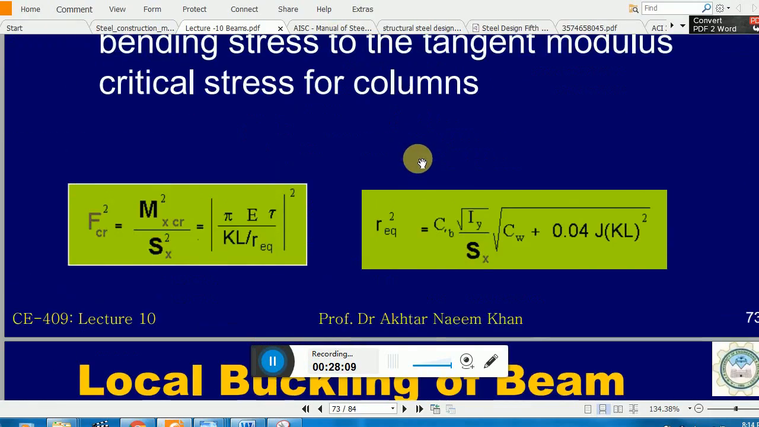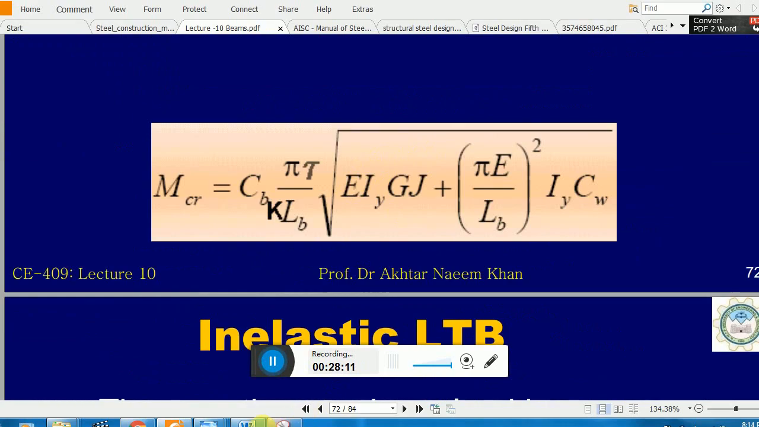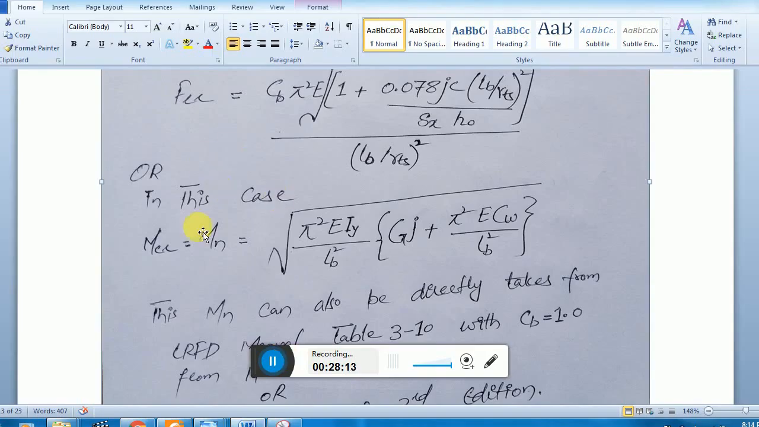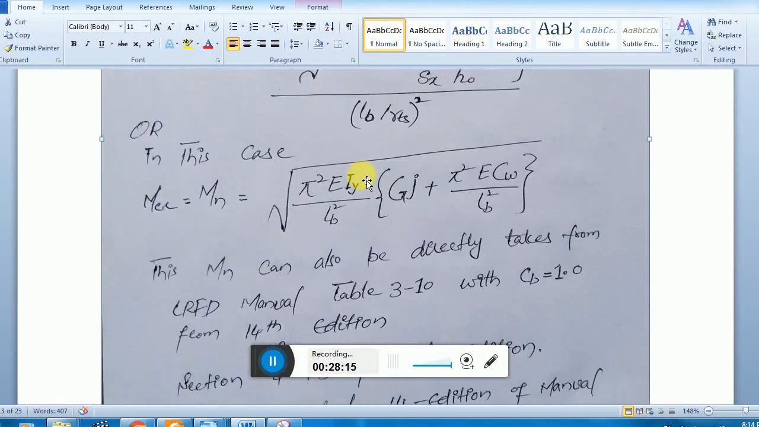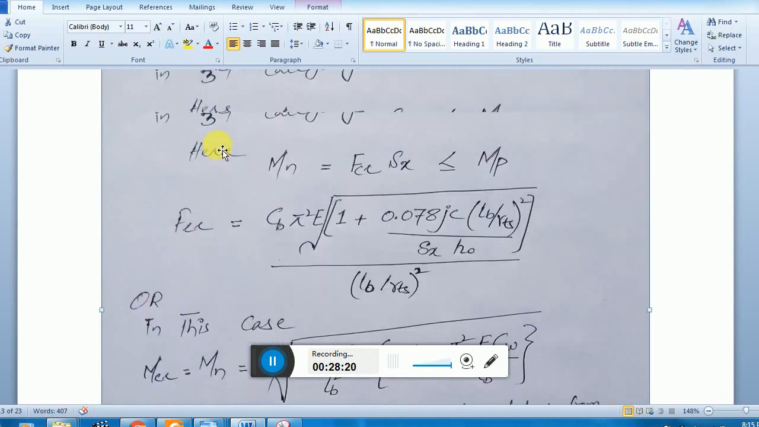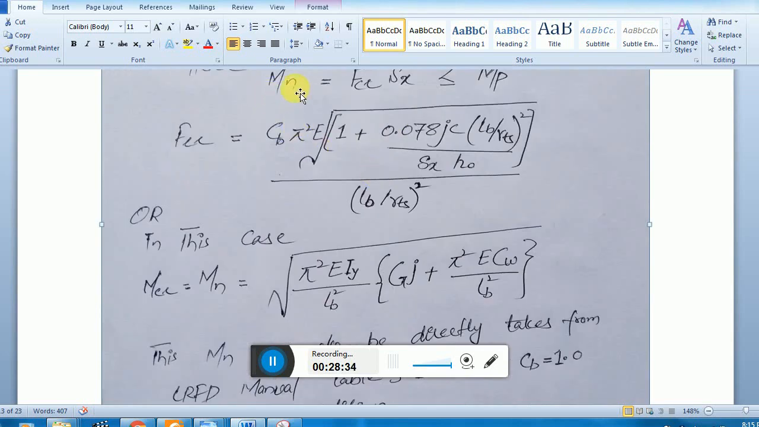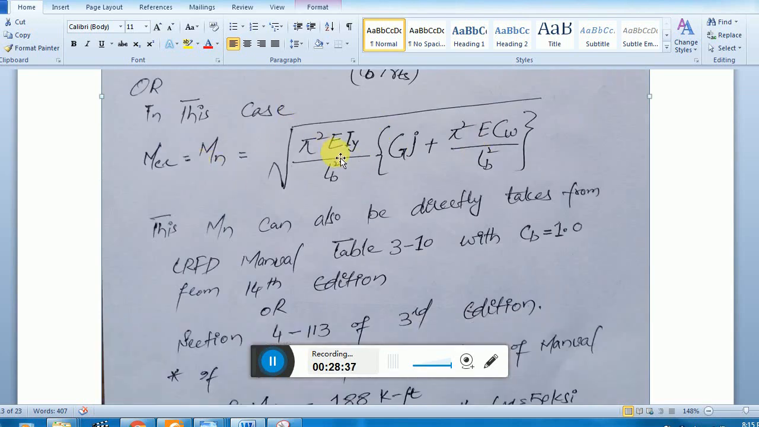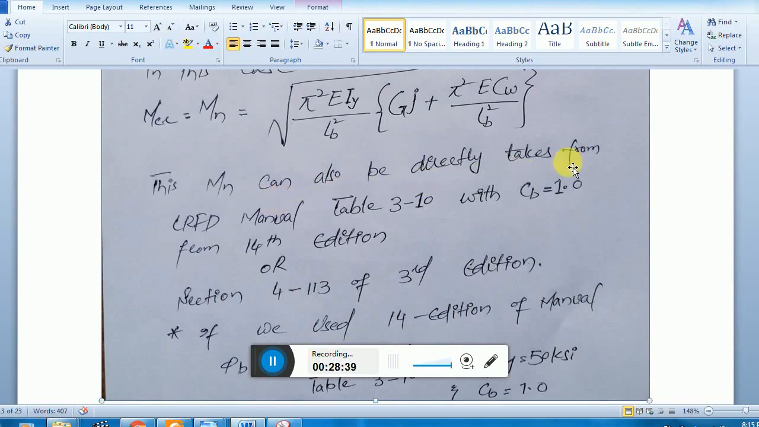Now we can use this one directly to calculate MN, or you can calculate FCR and then multiply it with SX. You can choose the SX value for the W12x58 section from the table or from the manual. Multiply that value with FCR, and you get MN or MCR, or you can use this equation. This MN can also be directly taken from LRFD manual table 3-10 with Cb equal to 1.0.